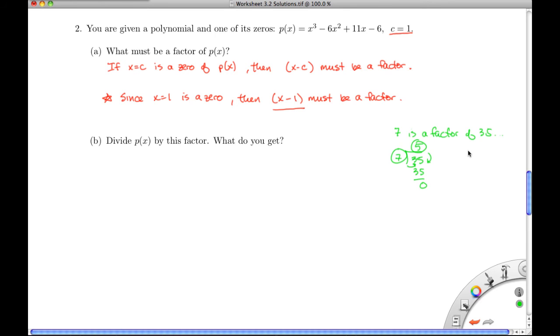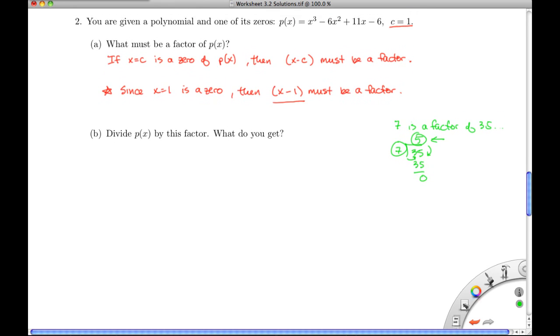So we're doing almost the exact same thing, except here we're using functions. So we know that x minus 1 is a factor. We want to find that other factor, like we did here using division. So let's go ahead and do this. So we're going to take our polynomial function p of x and divide it by this new factor we just found, which is x minus 1. So we're going to divide x minus 1 into x cubed minus 6x squared plus 11x minus 6.